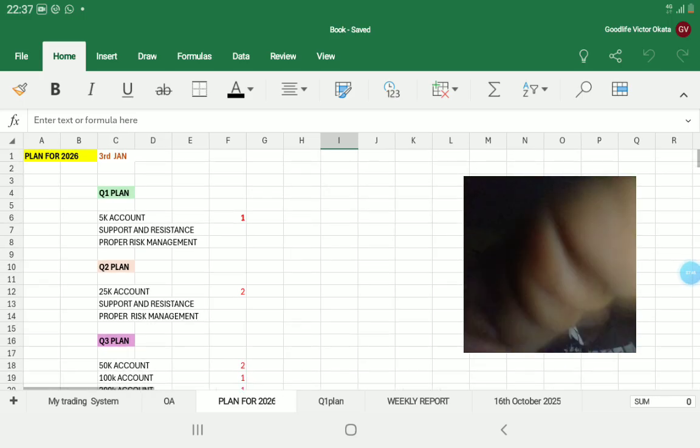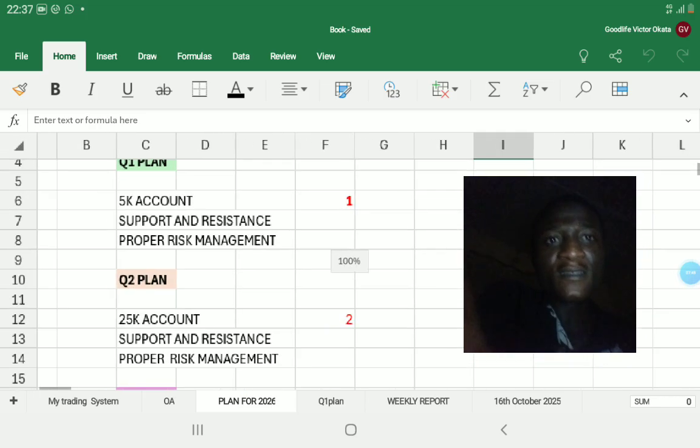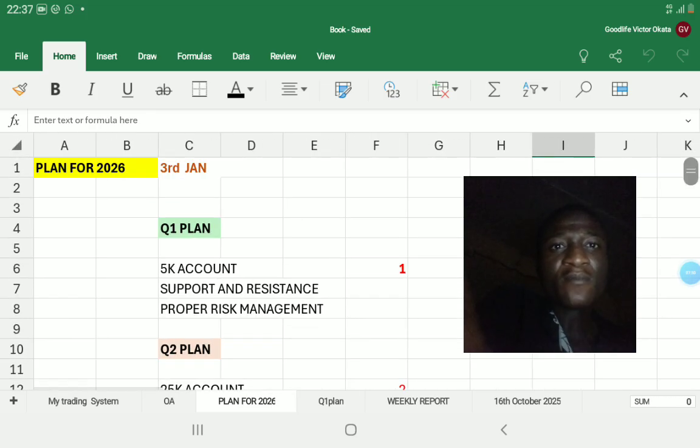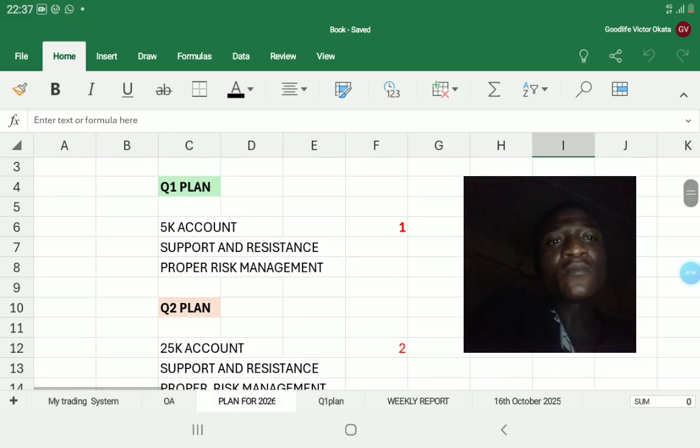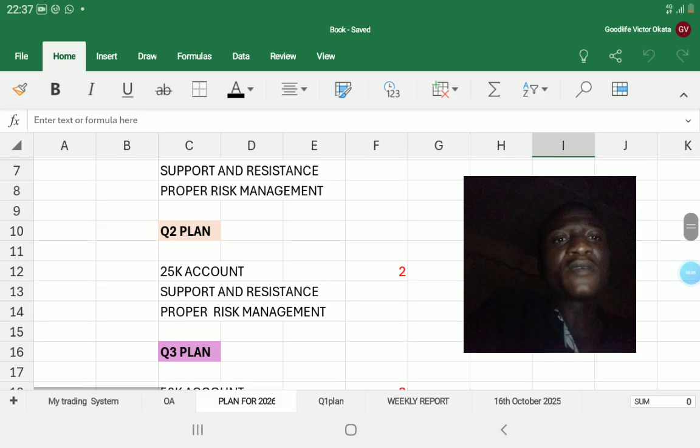This is my journal plan for 2026. I don't know if this is achievable though, but I think my Q1 plan is just a 5k account, of which I've gotten it. Trading already. Just one support and resistance, pass it, get the payout and all of that.